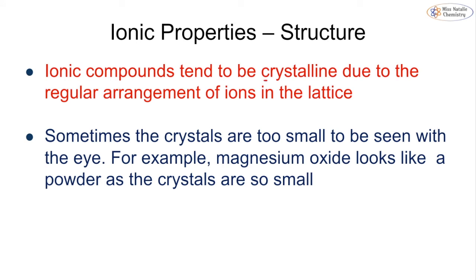Ionic compounds also tend to be crystalline in nature, so they form crystals, and this is due to this regular arrangement of ions in the lattice. So this lattice structure gives you crystals, and you've probably seen this when you've seen NaCl. When you look at salt, especially under a microscope, you can see its structure is like that of a crystal, and it is because of this lattice. Now, some of the crystals are so small that they look just like a really fine powder, and an example would be magnesium oxide. It is made up of crystals, but they are so small it just looks like a powder, and you would potentially have to look at it under a microscope.